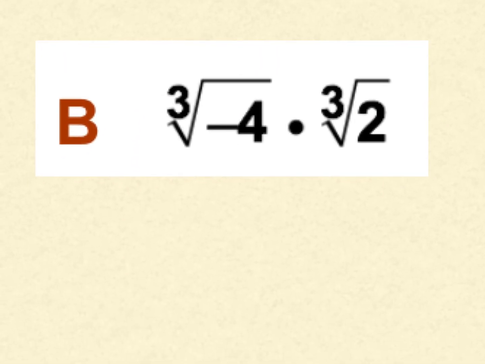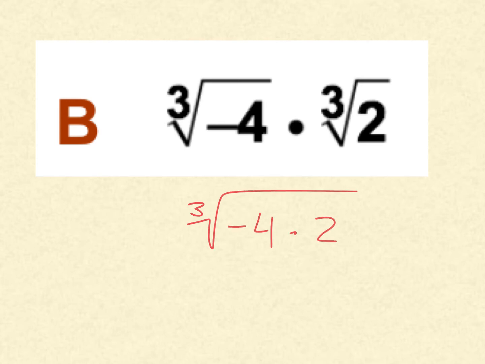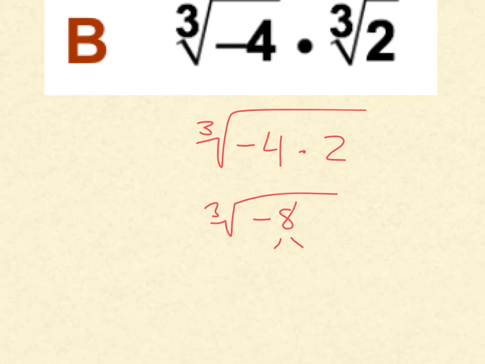All right, for B, can we combine these together? Yes. So it's going to be the cubed root of negative 4 times 2. What's negative 4 times 2? Negative 8. What are factors of 8? 4 and 2. And factors of 4? 2 and 2.